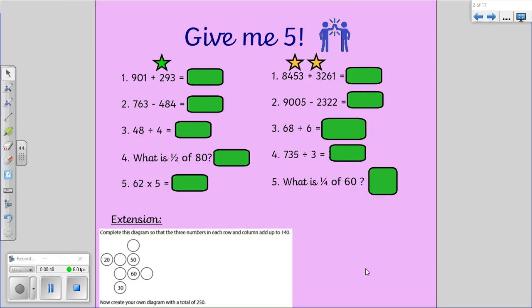So there are 2 sets of questions for you to do. You can choose either the 1 star or the 2 star, depending on how much you want to challenge yourself today. And then if you finish within those 5 minutes, you can also have a go at the extension as well. So find yourself a timer for 5 minutes, pause the video and give the questions a go.